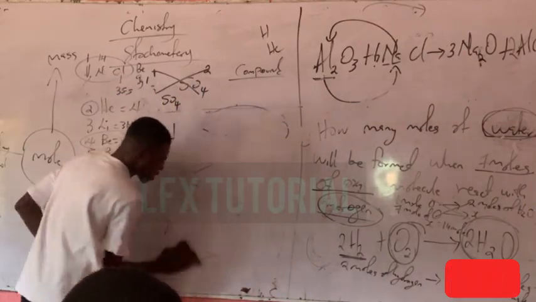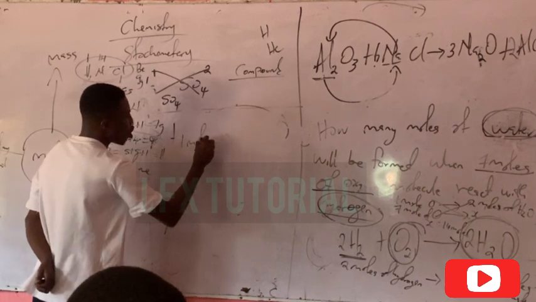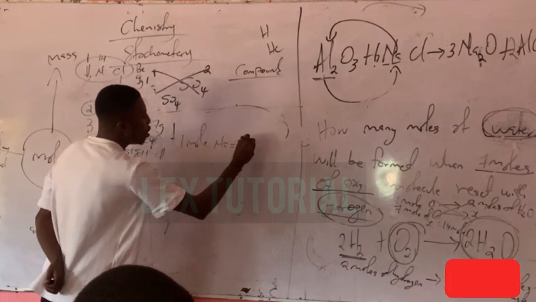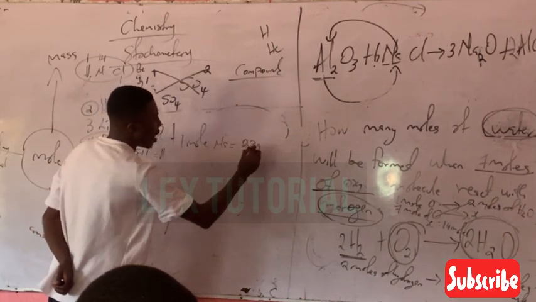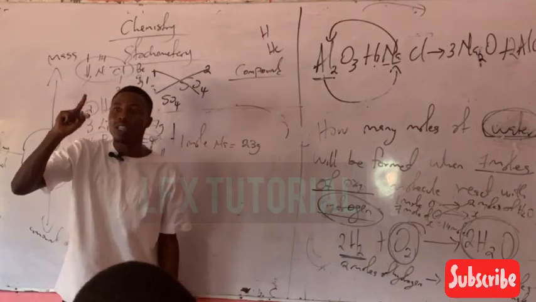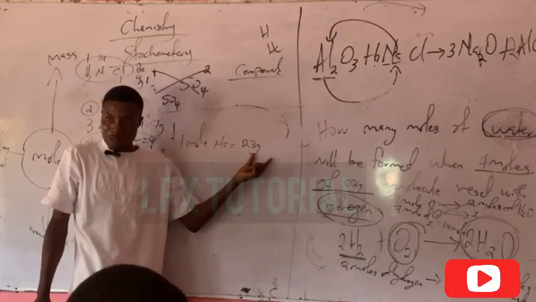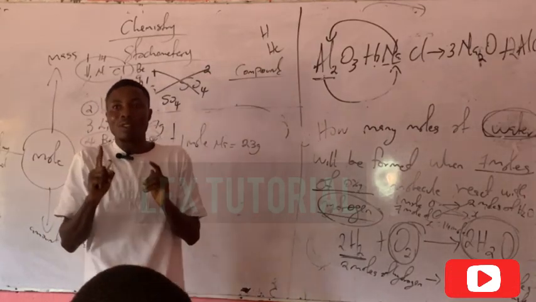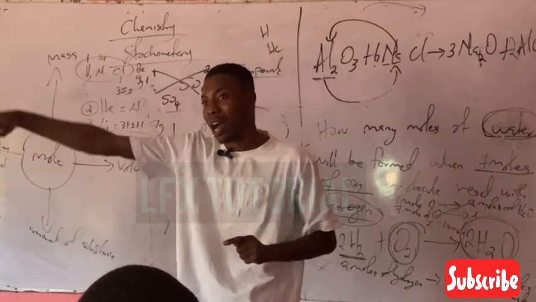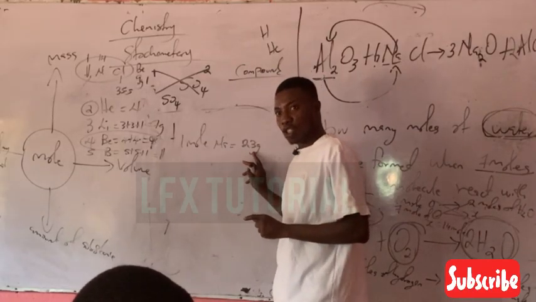Now, what does this mean? It means that 1 mole of sodium is equal to 23 grams. 1 mole of sodium always contains 23 grams. So the mass of sodium is 23 grams. If you want to convert 1 mole of sodium to mass, it's equal to 23 grams. Do you understand?